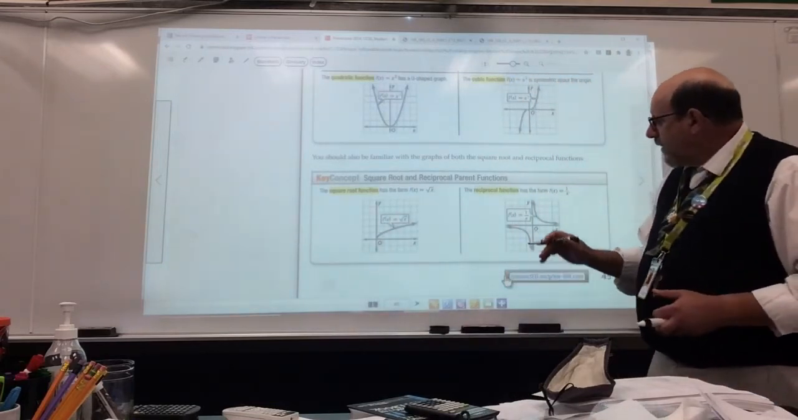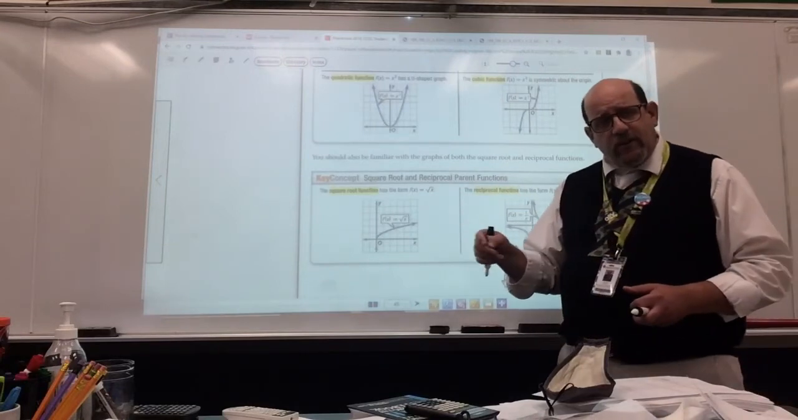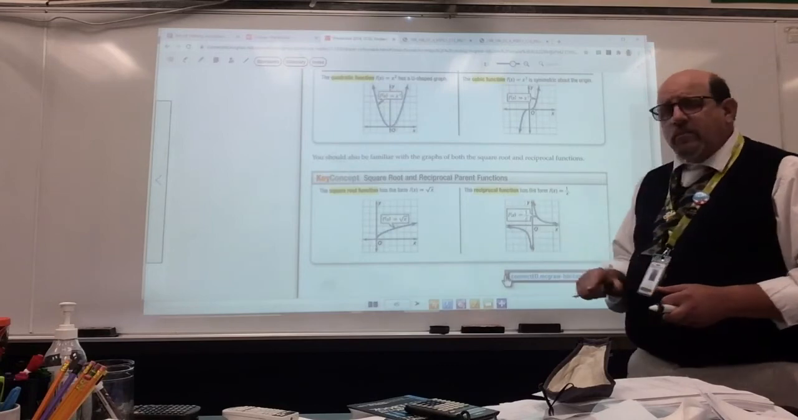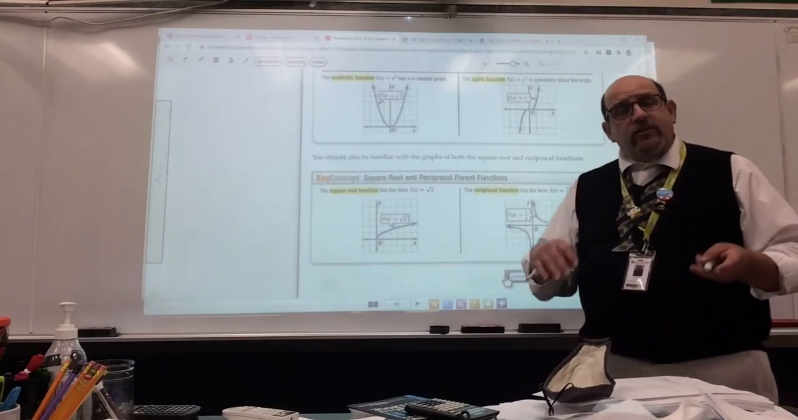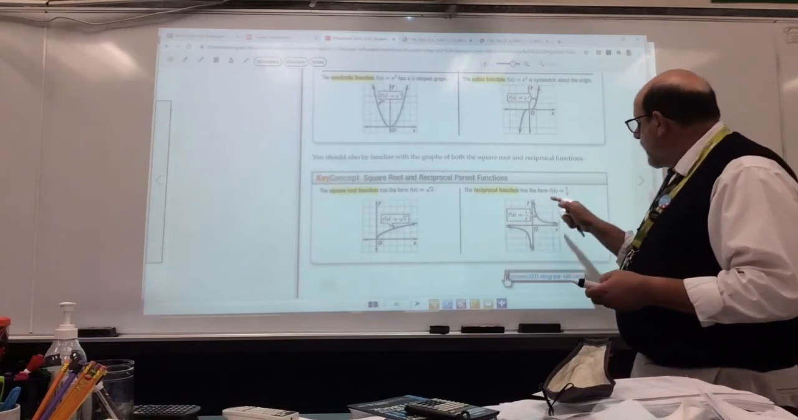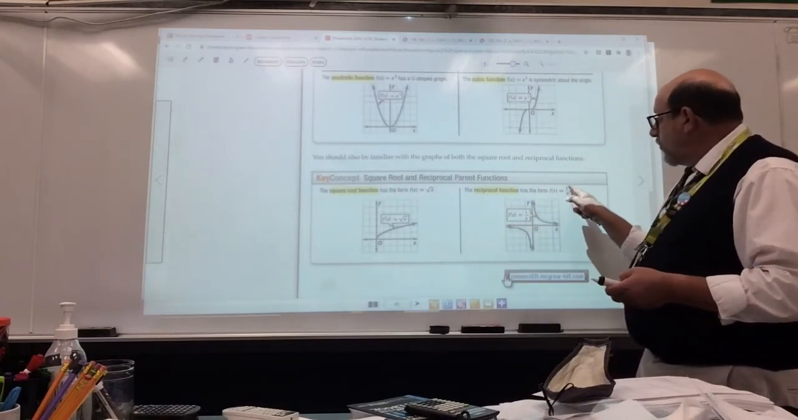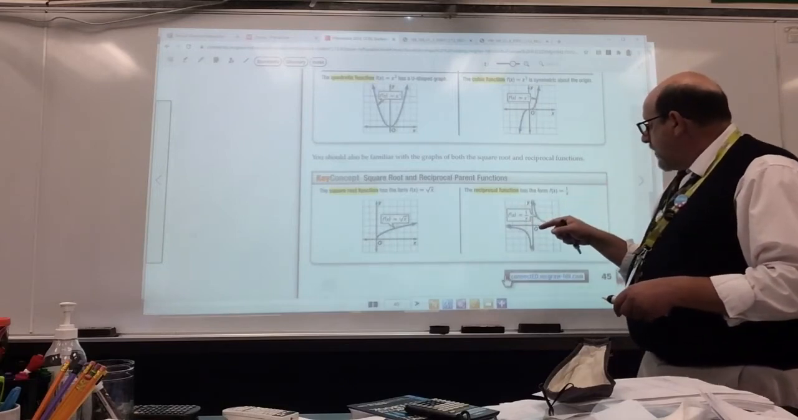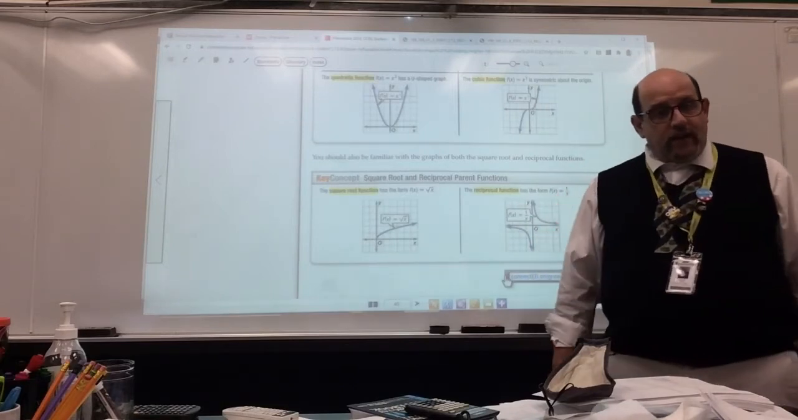Last but certainly not least, on this page, I'm going to turn the page and do 2 more. Last but certainly not least on this page is the reciprocal function. And the reciprocal function is just simply f of x equals 1 over x. And we know that that's going to have an asymptote.